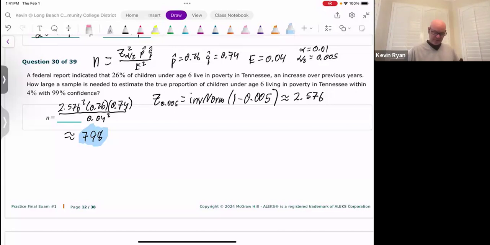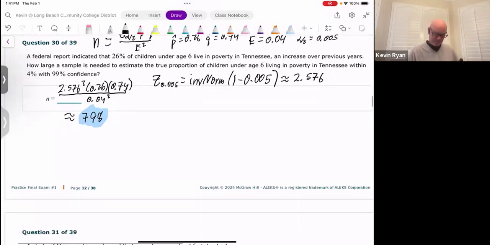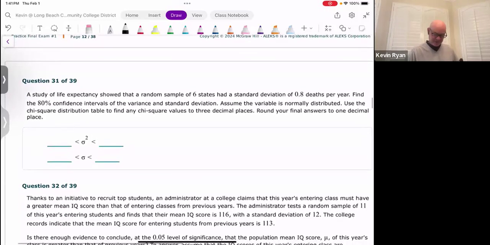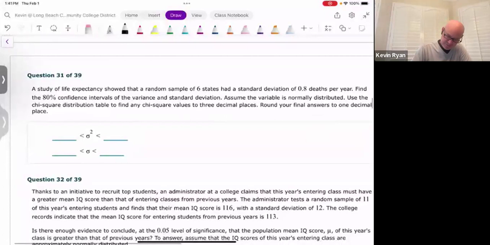All right. I would like to move on. A study of life expectancy showed that a random sample of 6 states had a standard deviation of 0.8 deaths per year. Find the 80% confidence intervals of the variance and standard deviation. Assume that the variable is normally distributed. Okay. So let's start here.